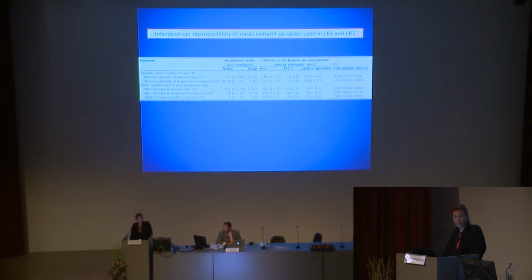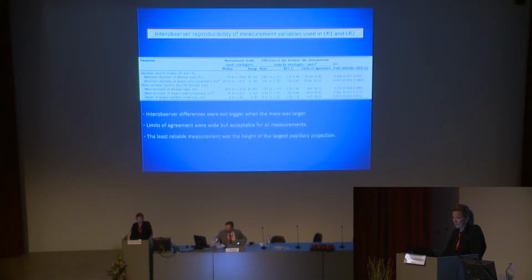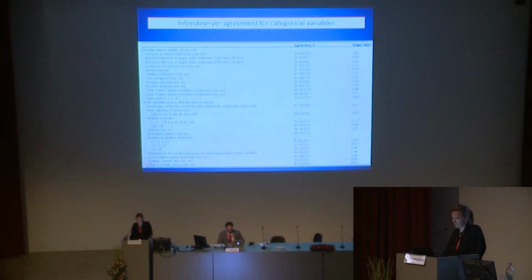Povilas helped me with understanding this table, but the conclusion is that inter-observer differences were not bigger when the mass was larger, that limits of agreement were wide but acceptable for all measurements, and that the least reliable measurement was the height of the largest papillary projection. This is the inter-observer agreement for categorical variables, which was a good agreement for most variables, but moderate agreement for regularity of the cyst wall, acoustic shadowing, vascularization in papillations, and the color score.